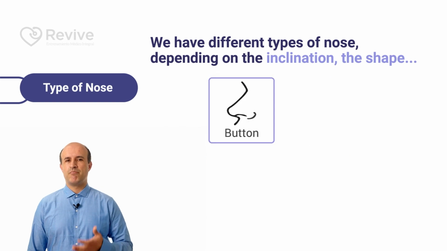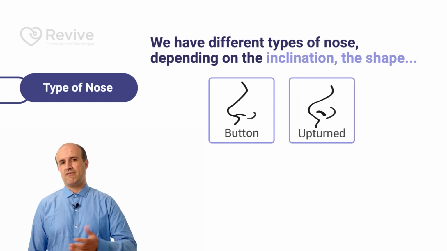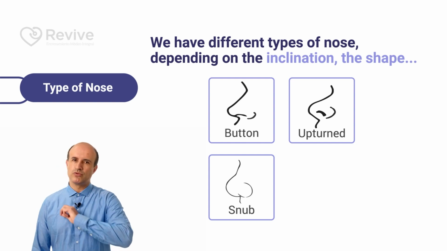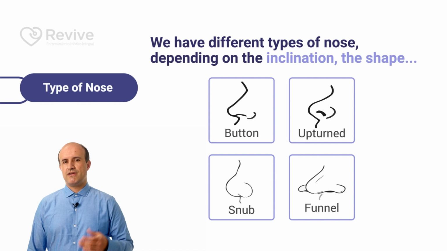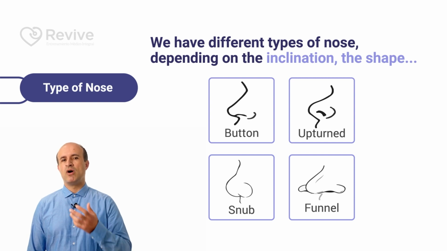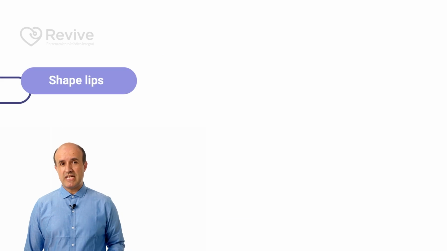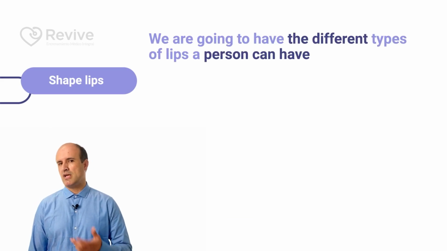Then we have the button in adult and child version, followed by the upturned, and after this we find the snub or the piggy nose. And to finish, we have the funnel. That is a common type of nose among Africans. And now, to talk about the lips, we are going to have different types of lips a person can have.